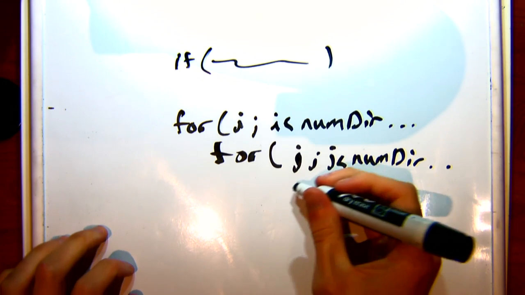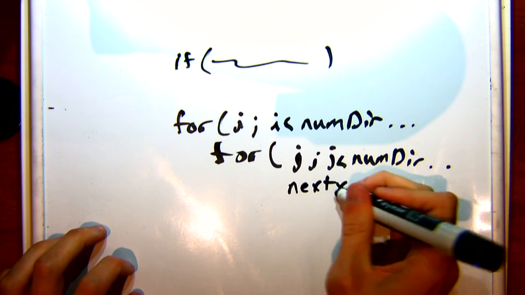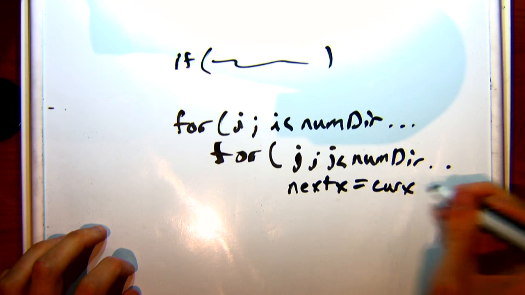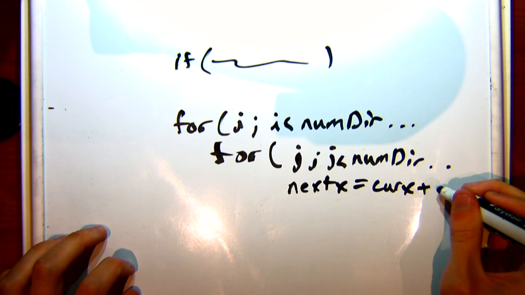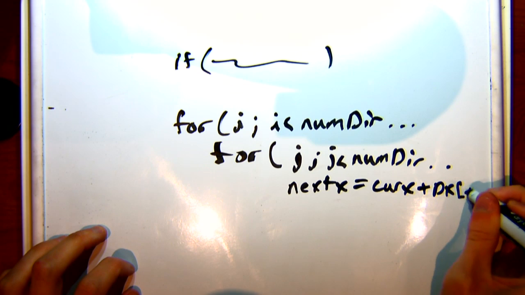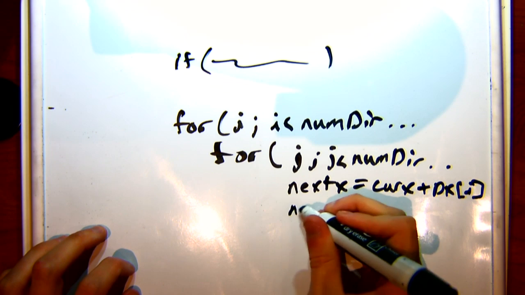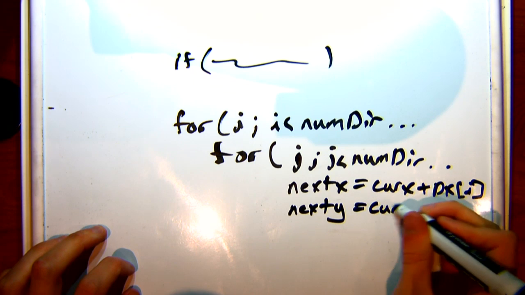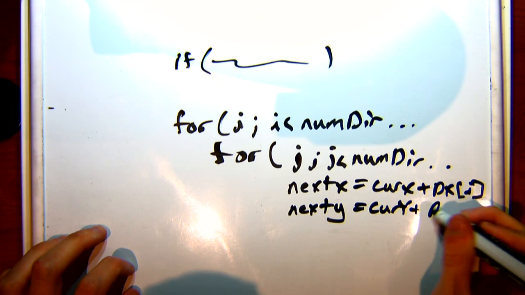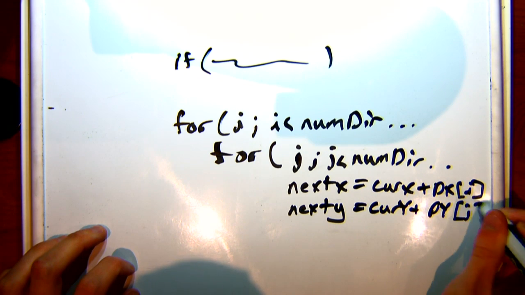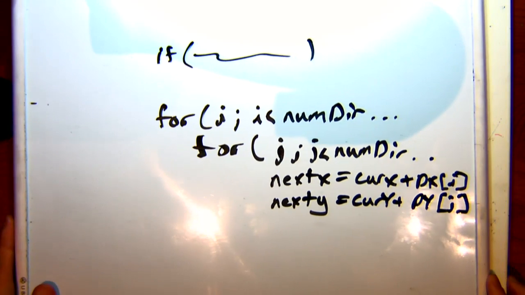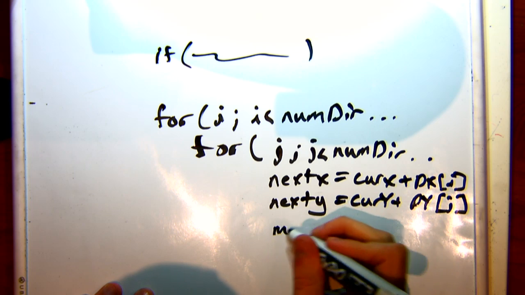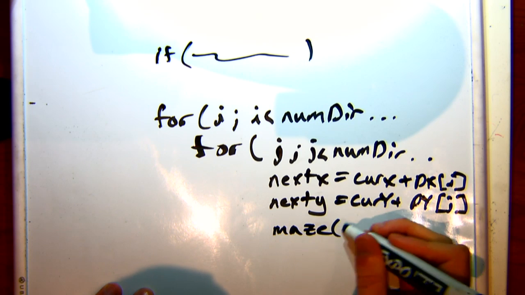And so in here you would say that your next move, so your next x that you're going to go to, is your current x plus like some direction. And then your next y is equal to your current y plus some direction. And then you would make the recursive call. So let's call it maze.